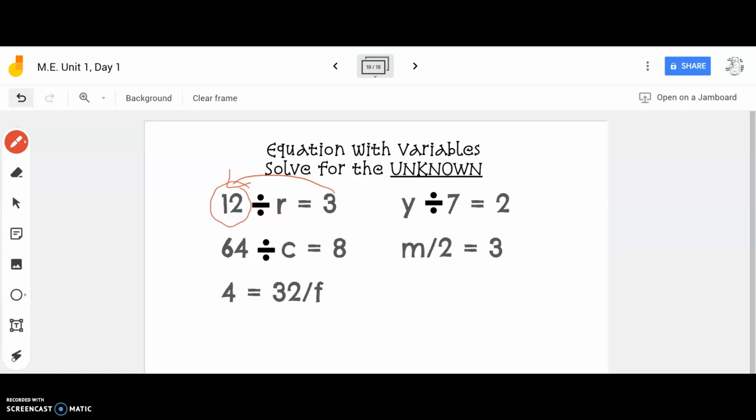3, 6, 9, 12. I'm skip counting on my fingers. You guys can't see me, but I'm skip counting, and I have 4 fingers up right now. 3, 6, 9, 12. So R equals 4. I'm going to make sure that works. If I put a 4 right here, is 12 divided by 4 equal to 3? Is 3 times 4 12?